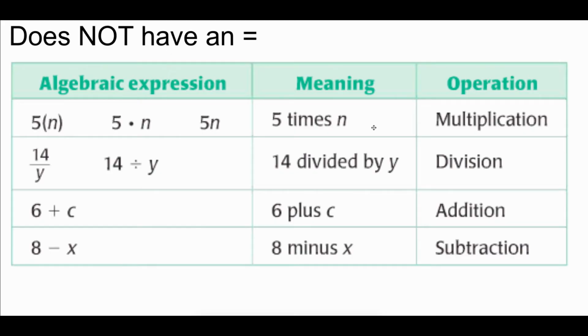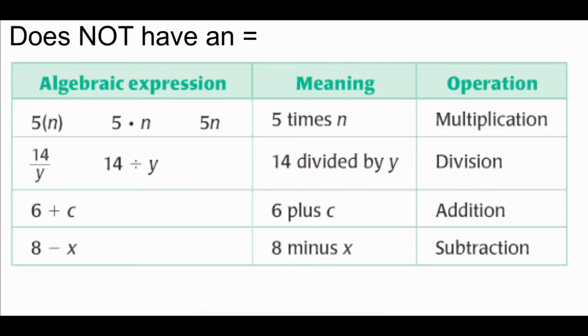But there are different ways to write multiplication. One way is putting a dot in between those. Dot means multiplication, so 5 times n, or we could just write them right next to each other. We don't need to put a dot right between them. So this 5n really means 5 times n.